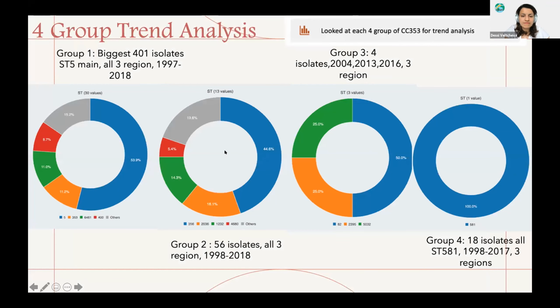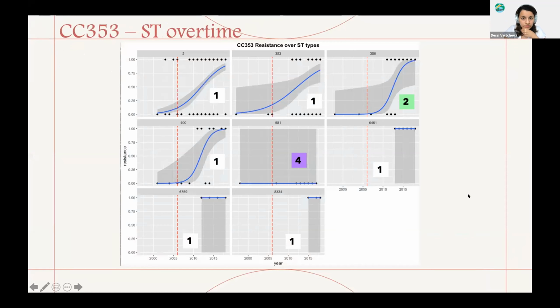One of the main things is that between all these 4 groups, the 5th one is just 1 isolate. We can see that these isolates come from all across time, from 1997 to 2018, and they're all separate STs, all coming from these main 3 regions: Oxford, Newcastle, and Aberdeen. But group 4 is very different, as it's all from ST581.